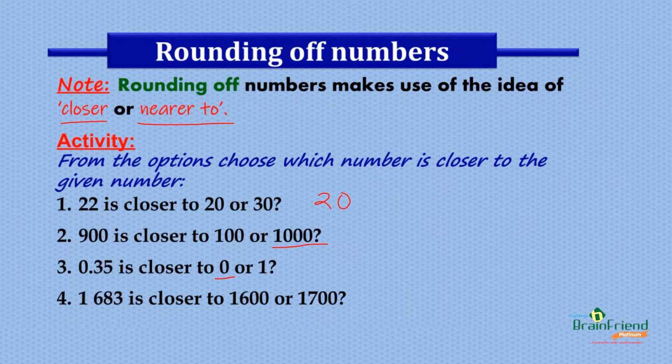And lastly, see if you can do this. We have 1683. Is it closer to 1600 or 1700? I guess your answer is 1700. I'm sure that was quite easy, wasn't it? This is basically what rounding off is about.